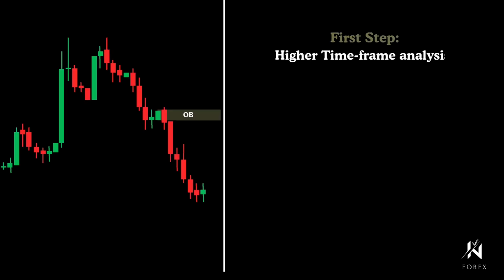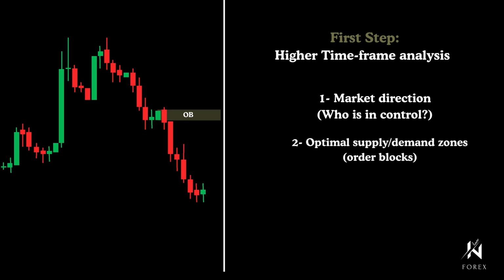When assessing market structure on higher time frames, as previously explained, we focus on 2 elements: the overall market direction, identifying who's currently in control, and locating prime supply and demand zones or order blocks. Take this EUR/USD example on the 4-hour chart. Beginning from the left, we observe a break of structure alongside inefficiency, giving us an order block. Price then drives upward, creating inefficiency again.